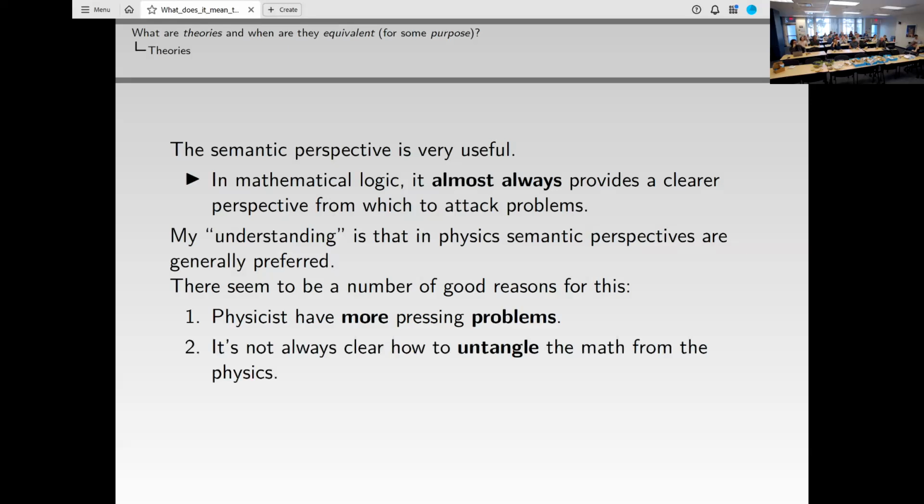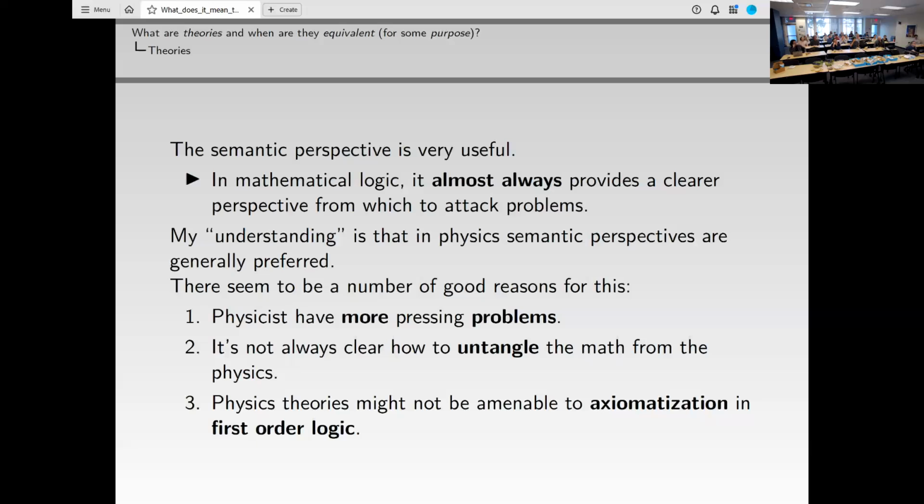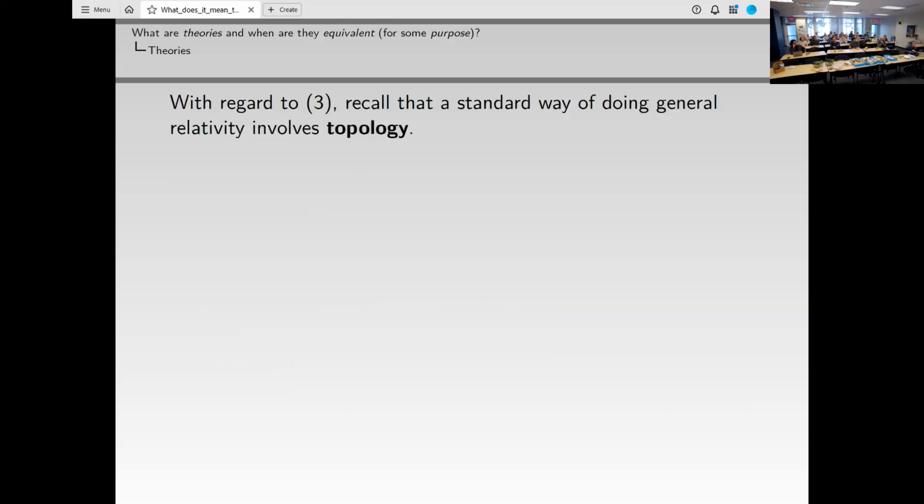Another problem is that it's not so easy to figure out how to untangle the math from the physics. This is something I know much less about, but I've been dabbling with. But the third problem here is probably a more serious one, an actual roadblock. Physics theories might not be amenable to axiomatization in first order logic. So you might just not be able to axiomatize them. With regard to 3, I want to talk about this one a little bit today, and I'm going to say some bad things, and not really something positive as well.